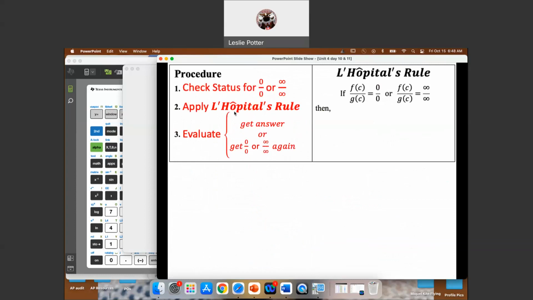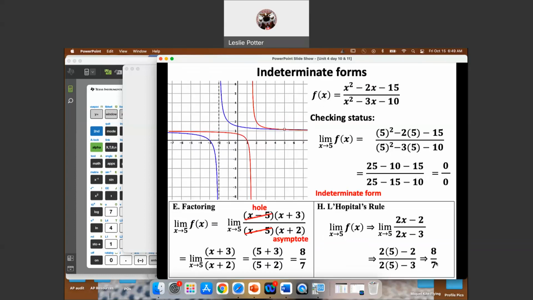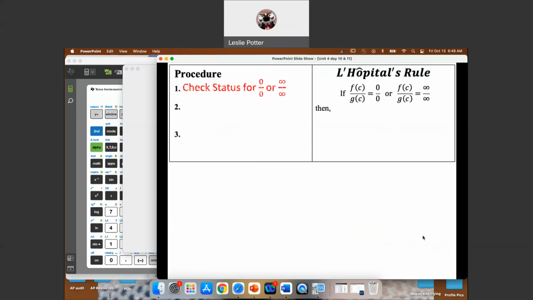So I call this a feedback loop. Okay, this last example, we evaluated and we got 8/7, and we stopped because we got a finite value, right? When you evaluate a limit and get a finite value, you can stop. If we would have gotten 0 over 0 again, we would have still been indeterminate. We would have gone back to this expression and differentiated it again. Okay, we're going to try one of those too. So that's why I call this a feedback loop.